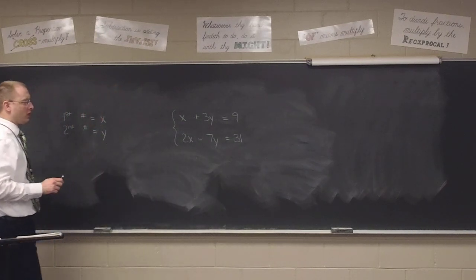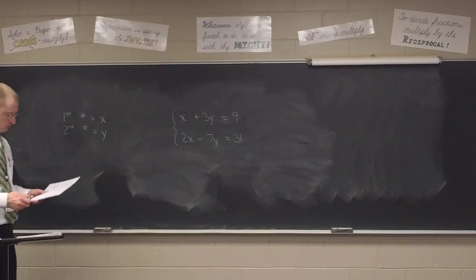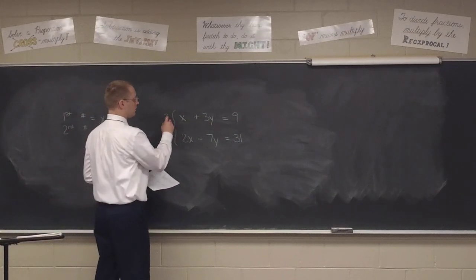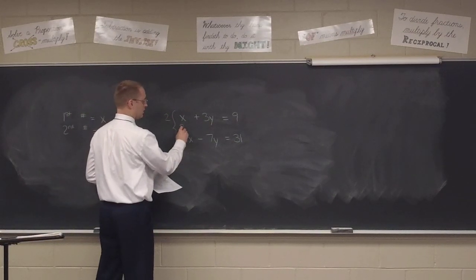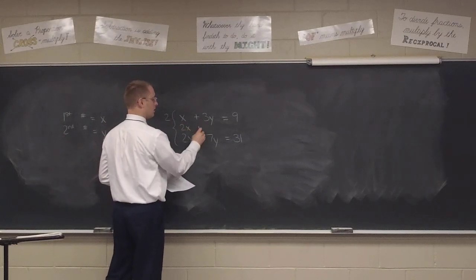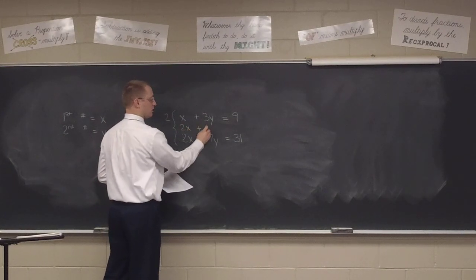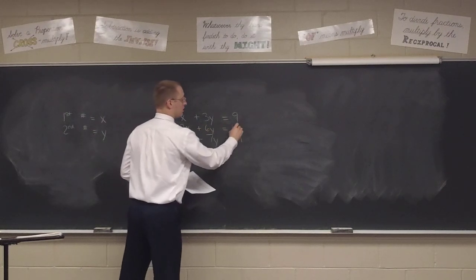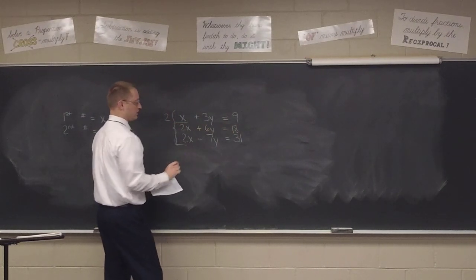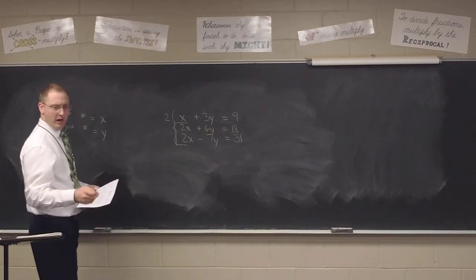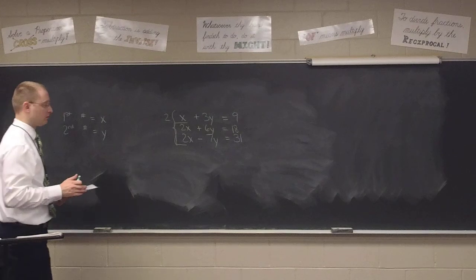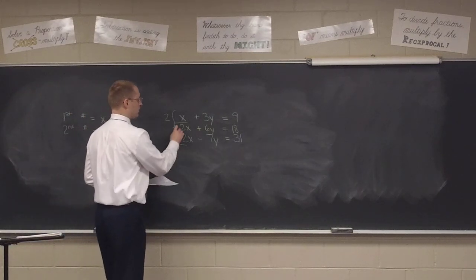And what did you do to solve? I multiplied the top by 2 to get 2x plus 6y equals 18. All right, so now there's our system here. We're not quite ready to cancel stuff yet, though. Negatives in this one.